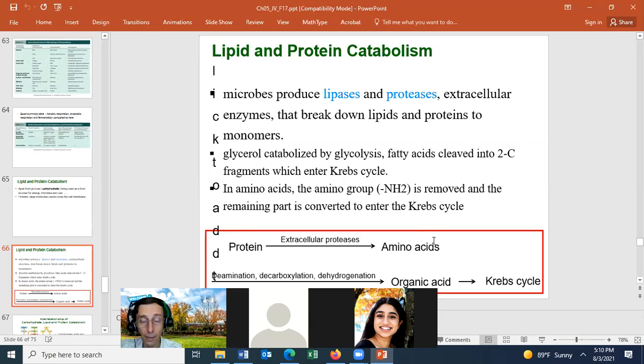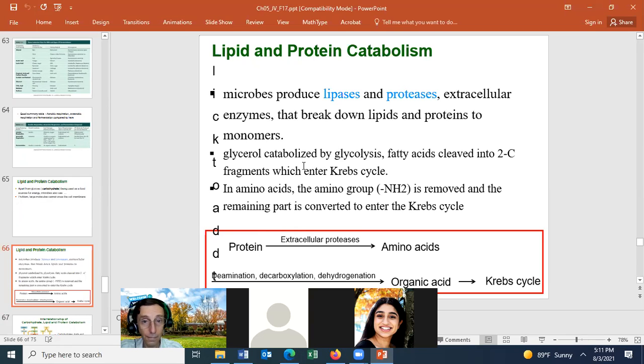How microorganisms catabolize lipids and proteins: they produce lipases and proteases as extracellular enzymes that break down the lipids and proteins into the monomers, and then they're brought in.